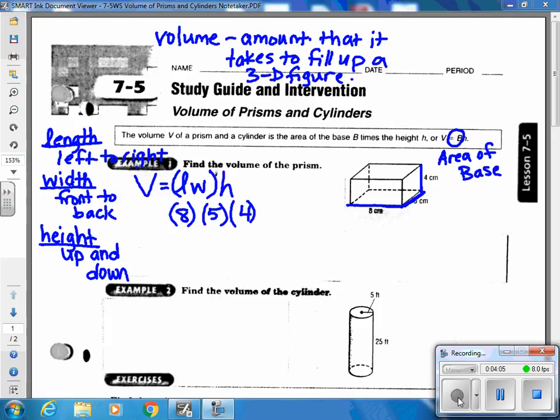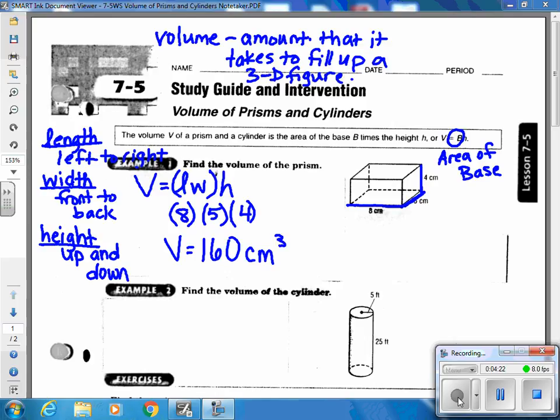So when you type in 8 times 5, that makes 40. 40 times 4 makes 160. So for this box, it will hold 160 centimeters. And now the unit does change a little bit. It doesn't get a little 2 in the air. Now it gets a 3. All volume is cubed, right?